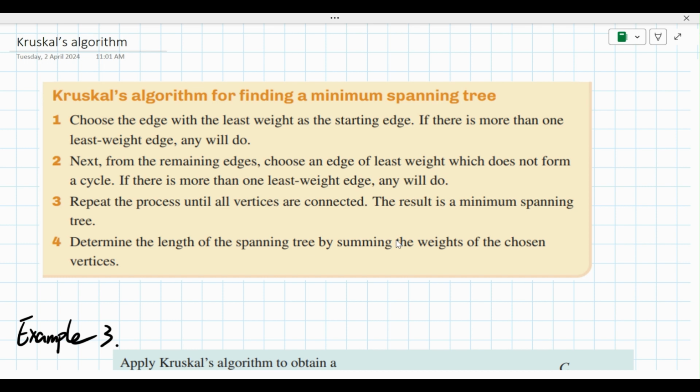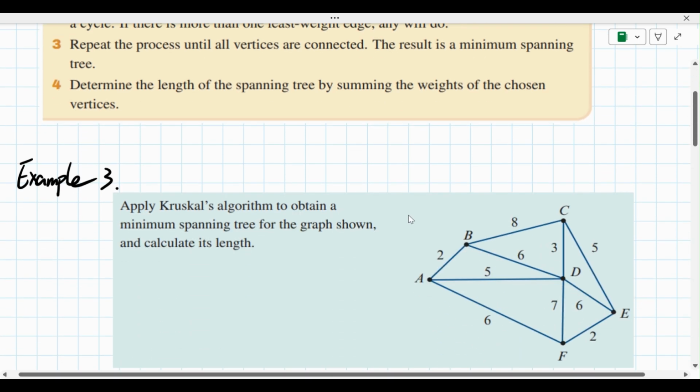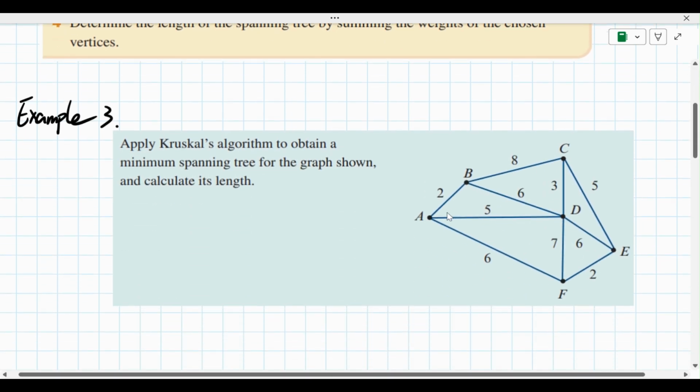Repeat the process until all the vertices are connected, resulting in the minimum spanning tree, and determine the length of the spanning tree by summing the weights of the chosen edges. Okay, same idea with the same graph. Let's try the Kruskal's algorithm to find the minimum spanning tree and calculate its length.